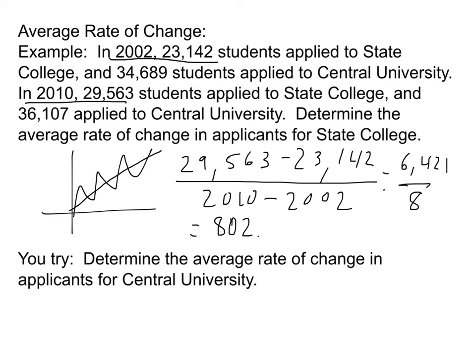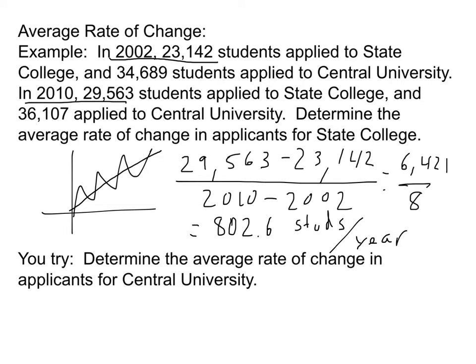Let's think about the units. We took the number of students divided by the number of years. So maybe we'll say 0.6 students, I'll just abbreviate that studs because you guys are all studs, per year. So that's 802.6 students per year. So the average rate of change for this college, how it's changing, every year there's 802.6 more students, because it's a positive number. That's the average rate of change there.